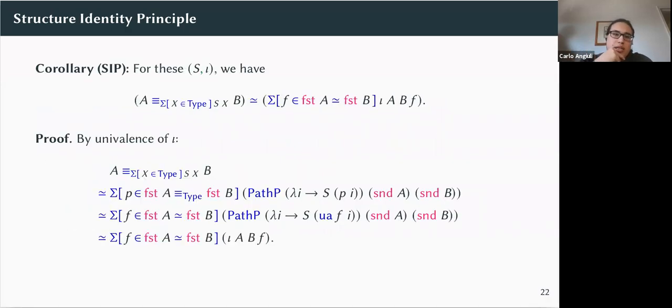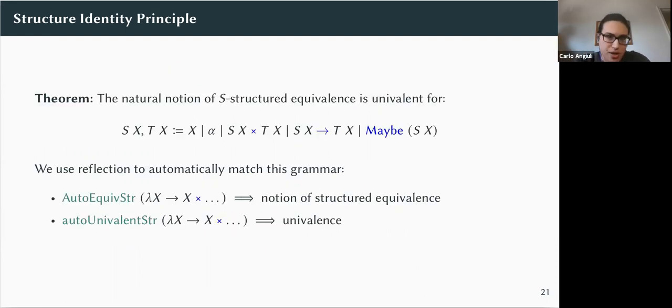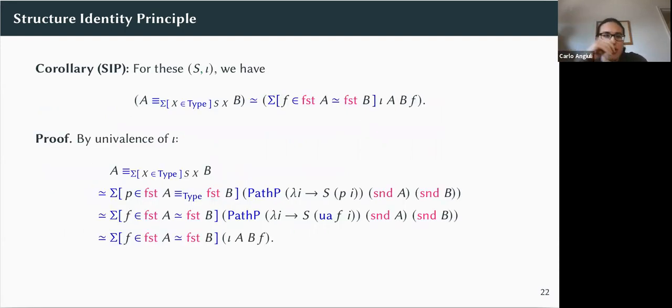Then a corollary of, so this is kind of the real theorem, because you have to define what it means to be S-structured and check that it's univalent. And once you've done that, the structure identity principle is basically just a trivial corollary. So you can think of it as saying, for the S-structures that were on the previous slide, and for the notions of S-structured equivalence that we defined, having a path between two S-structured types A and B is equivalent to having an equivalence between their carriers that is S-structured in the sense of iota.